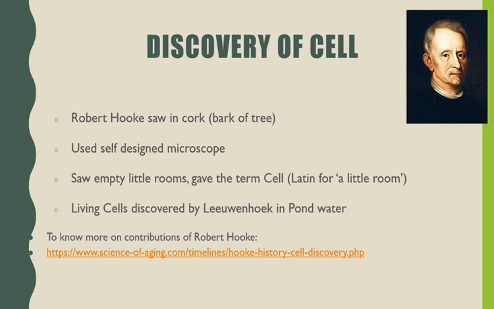So the first thing that you need to know, and you might even remember from your previous class, is that the cell was first seen by Robert Hooke. Robert Hooke was seeing the cork which is obtained from the bark of a tree. He was using a very simple self-designed microscope for seeing this cork slices. What he saw was very small little room-like structures which he found them to be similar to the prison cells.